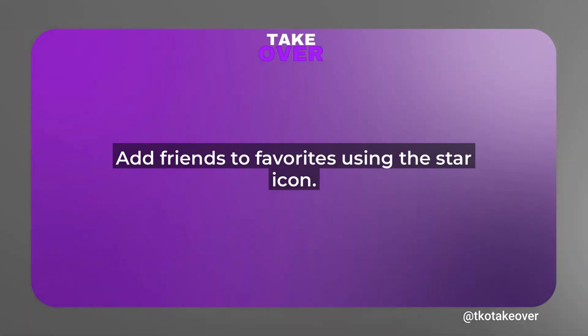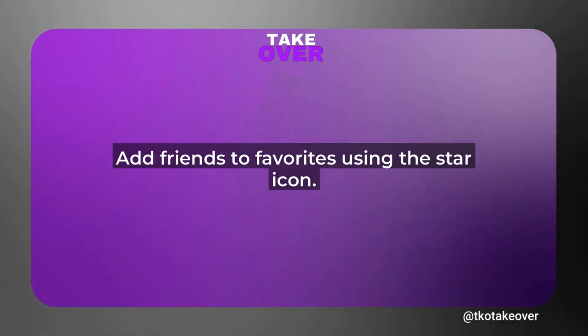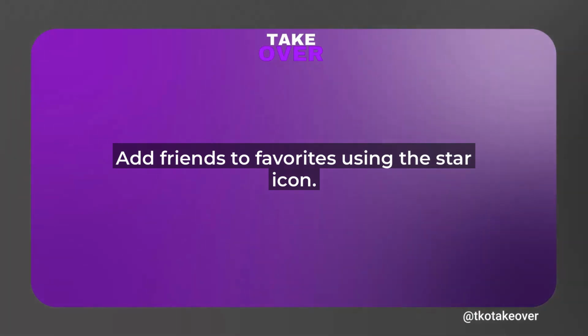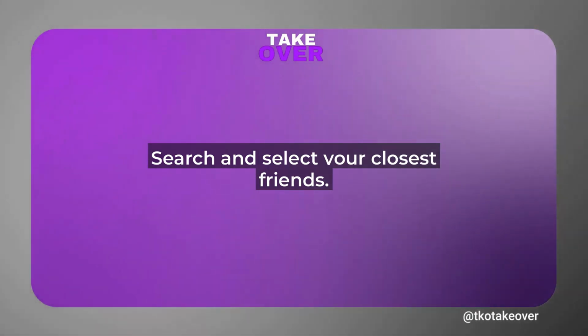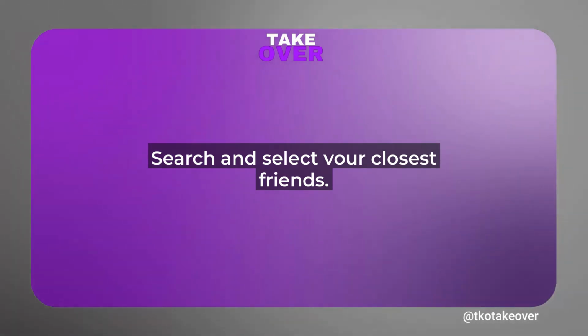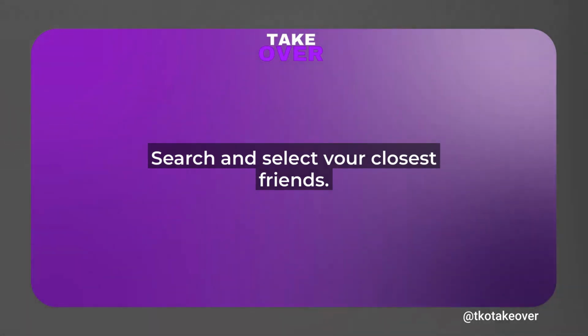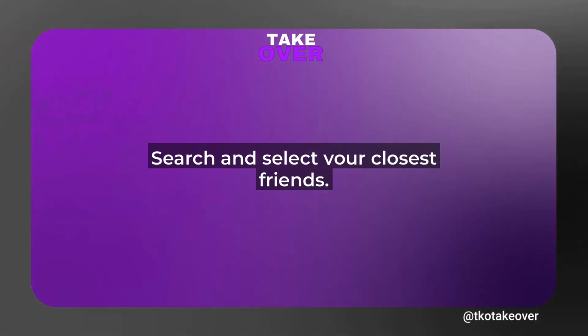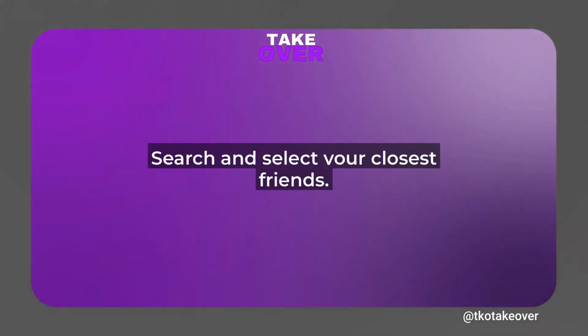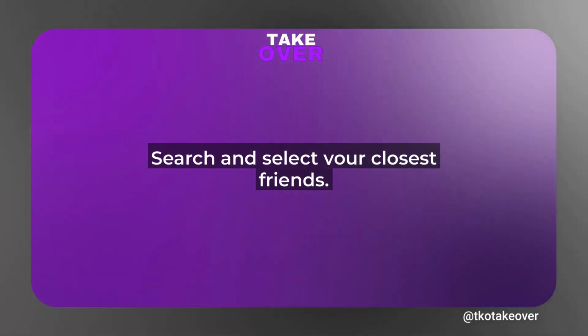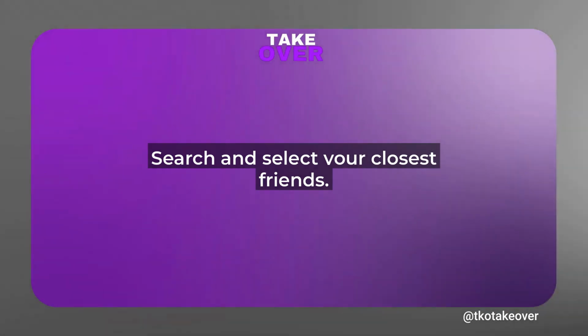Simply tap on the Add to Favorites button, which might look like a star icon. Now, search for the friends you want to prioritize. Select them one by one, and boom, they're added. To see your favorite friends, just go back to that Favorites tab. You'll get a curated feed or list showing only their posts, stories, and updates. This is perfect for staying connected without the noise.